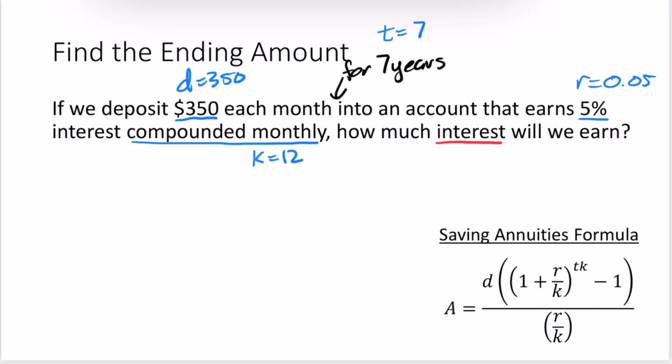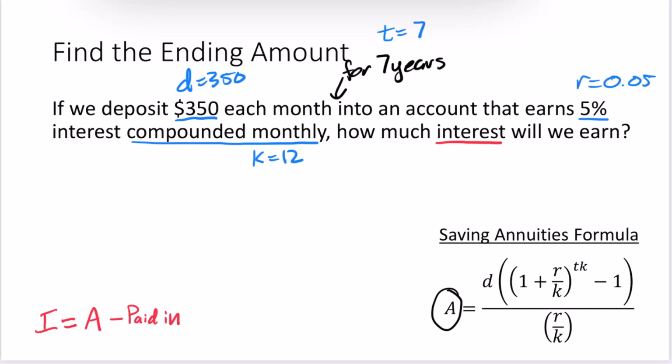So if we want to calculate how much interest there is, we need to look at what information we were given and what information we can calculate. So we know D, T, R, and K. And so because we have all of those variables, we could use the savings annuities formula to find our ending amount, but that's not the question that was asked. The question that was asked is how much interest will we earn? So the way we're going to find interest is we're going to take the total amount that we end up with, which we'll calculate with the savings annuities formula, and then we're going to subtract the total amount that we paid into the account. And that's the way we're going to calculate this.